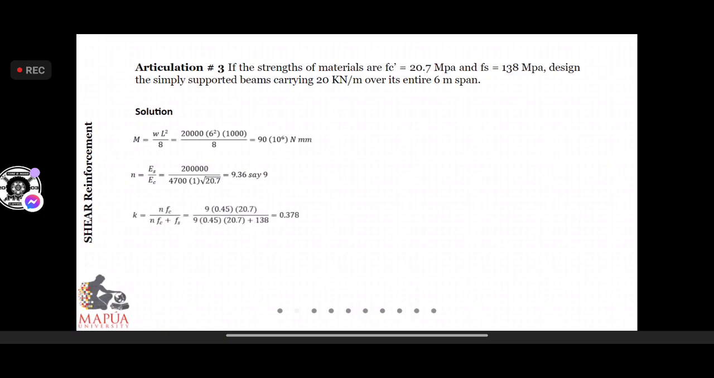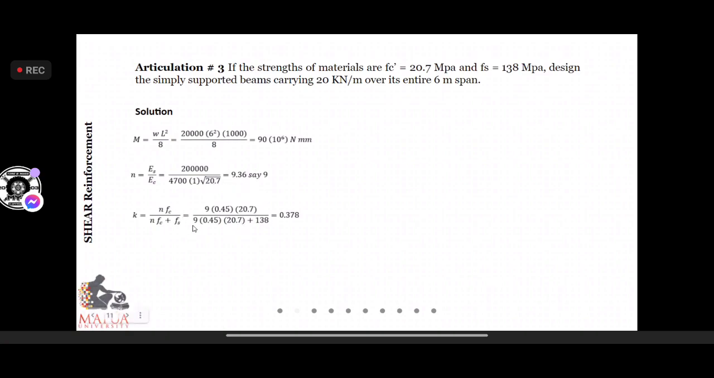As a modular ratio, this will be 9. That is ES over EC. Well, you know that ES is 200,000 megapascal. That's the modulus of elasticity of the steel and concrete respectively. EC is 4,700 lambda square root of the FC prime. We do not have any given lambda here, and we do not have any specified type of weighted concrete. So if that will be lightweight concrete, this will be 0.75. Since there is no given here, this will be 1.